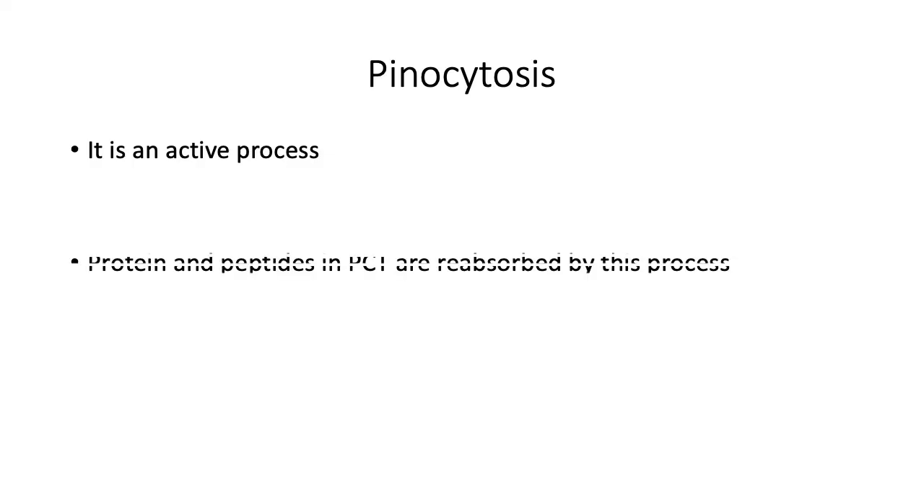Now pinocytosis. Pinocytosis is an active process. The other way you can describe it is as cell drinking. What happens is the cell takes in the fluid along with some dissolved small molecules. In this process, the cell membrane folds and creates small pockets and captures the cellular fluid or the dissolved substances like proteins and peptides. And this pinocytosis happens in the proximal convoluted tubule.